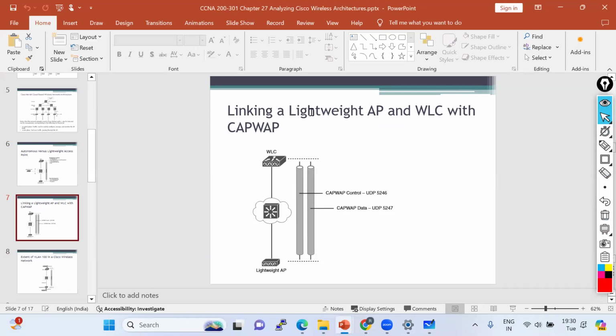So we link the lightweight AP and the WLC with CAPWAP. One CAPWAP tunnel is going to carry the data traffic, and one the control traffic. Only the port is different: one is 5246, one is 5247.